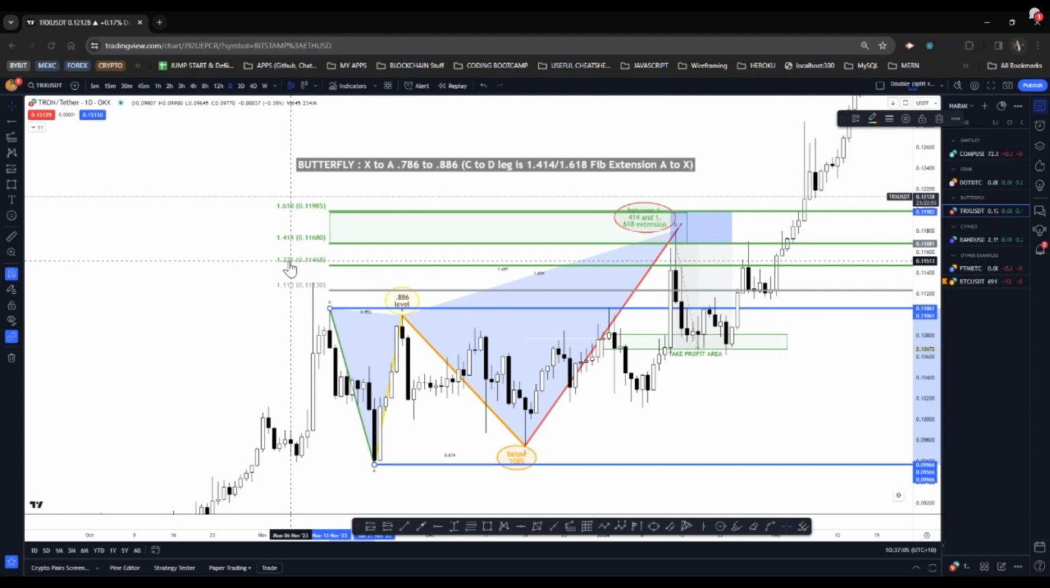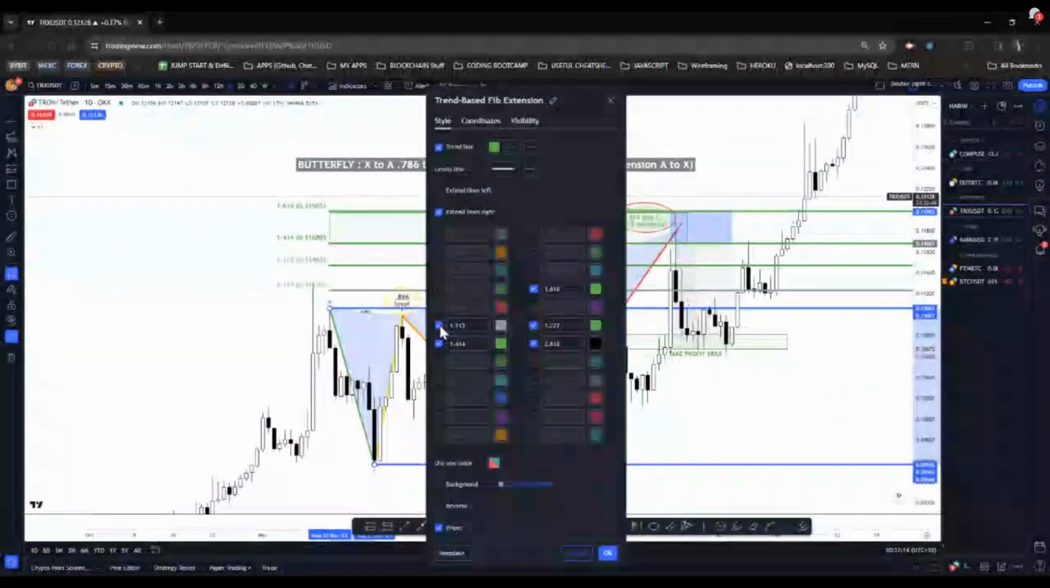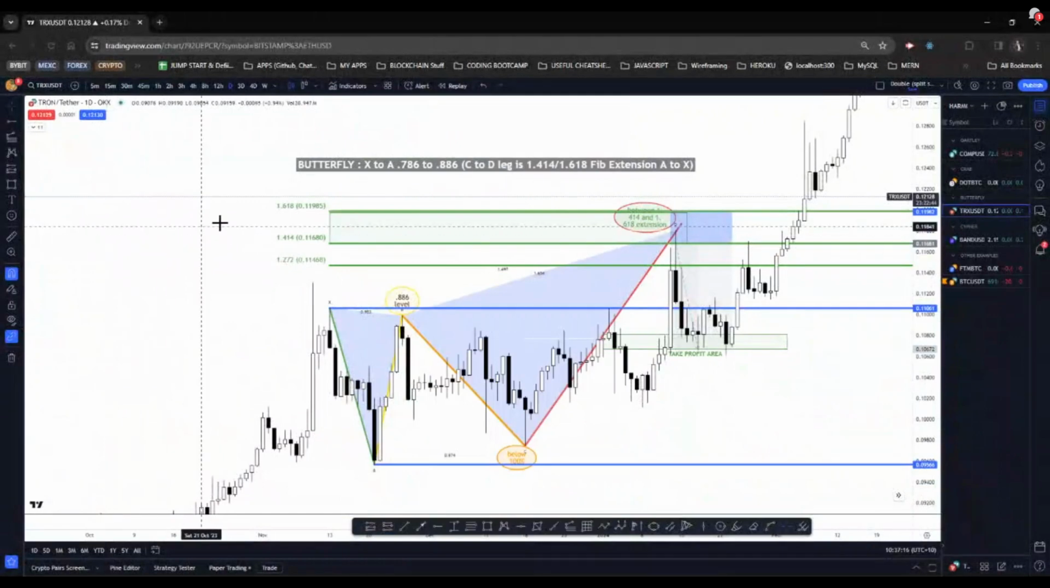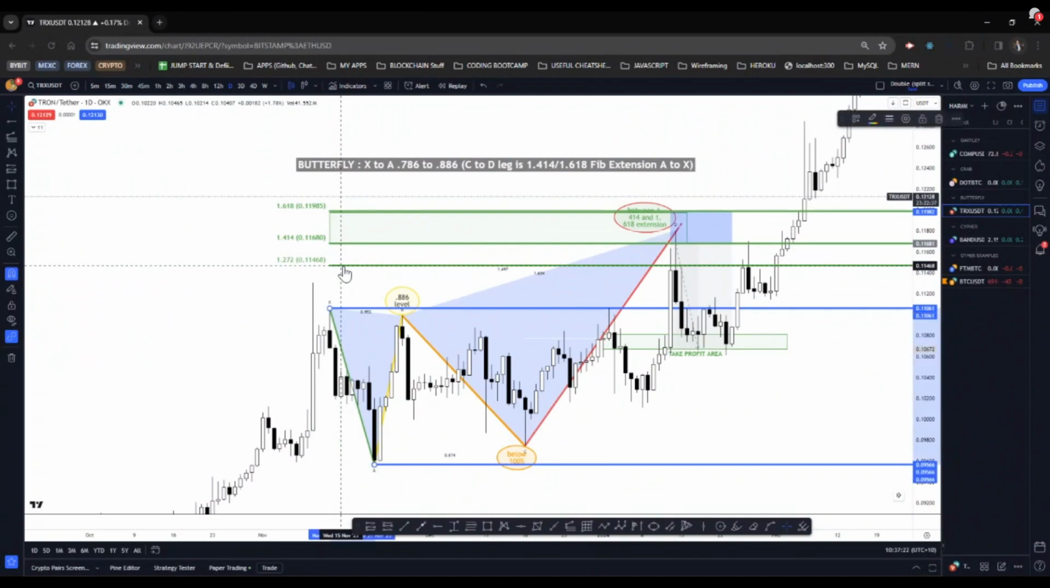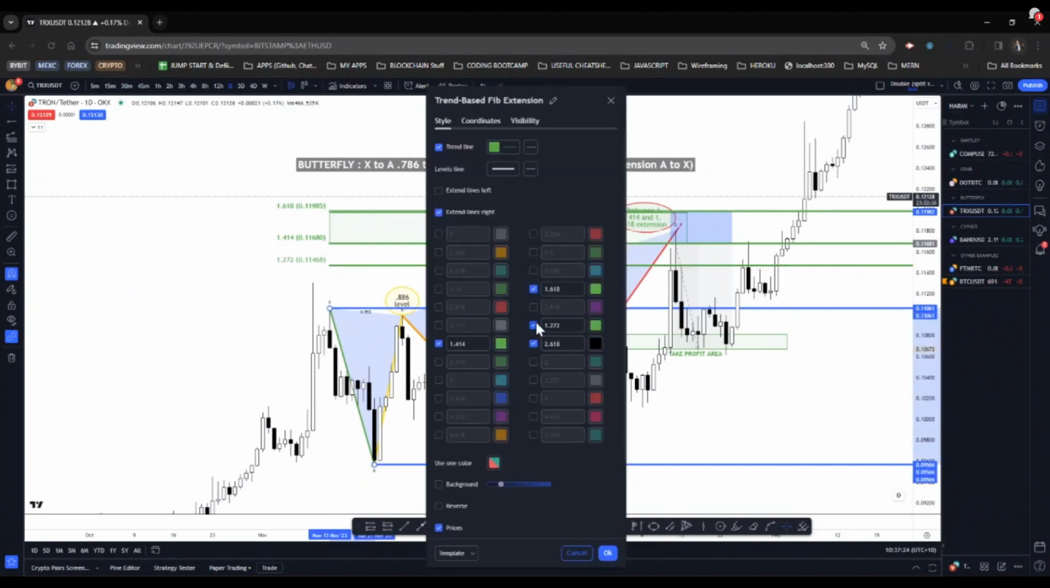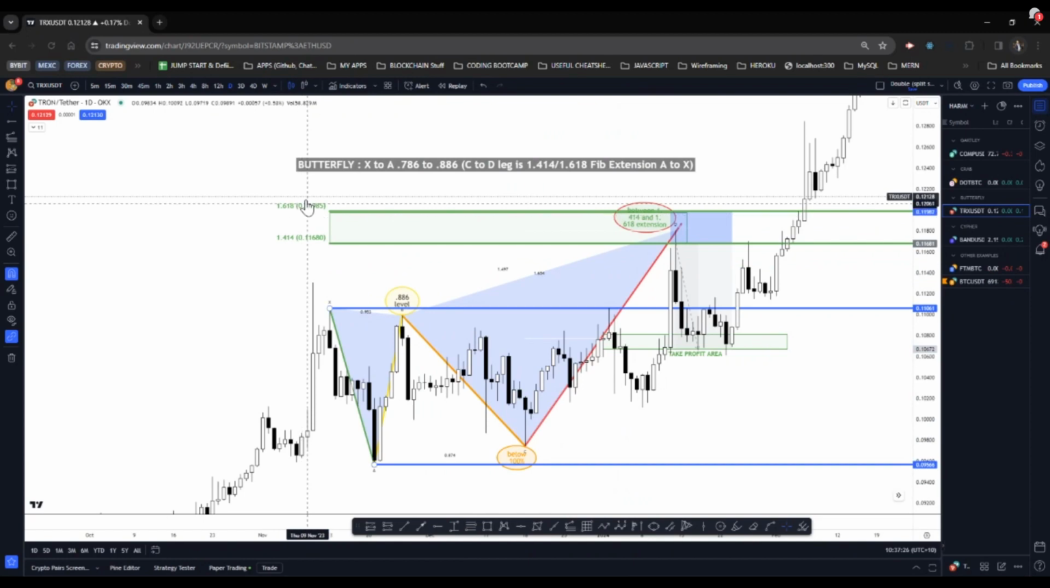Use the 1.272 if you want. You'll see that it does fail a fair bit. Definitely the 1.13 is garbage in my opinion for the butterfly pattern. But the 1.272 sometimes it works, not enough for me to keep it. And so do it. 1.618 is the key area.